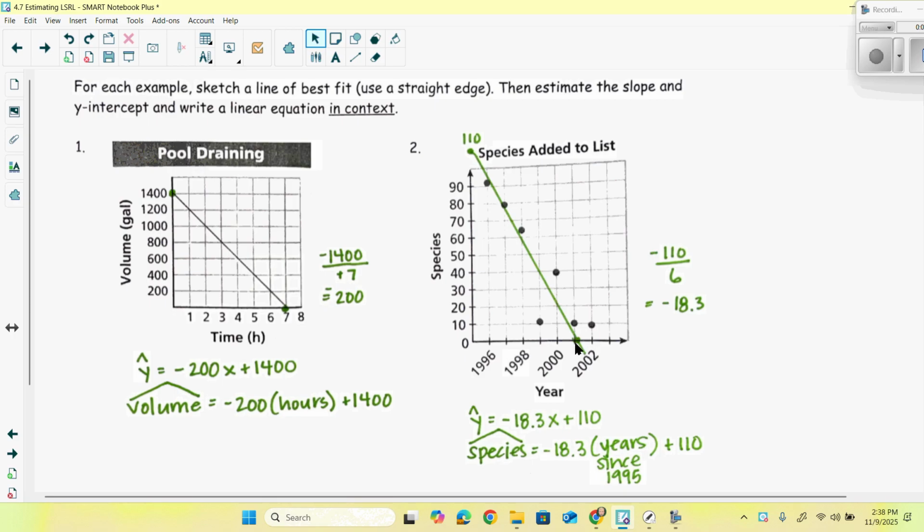So 95 to 2001 is 6 years. It goes down, the endangered species reduced by 110 for every 6 years, or in a unit rate, 18.3 species per year are taken off the list. So y hat equals mx plus b, and that means the species equals negative 18.3 times the years since 95, plus the 110 that we started with for our initial value.